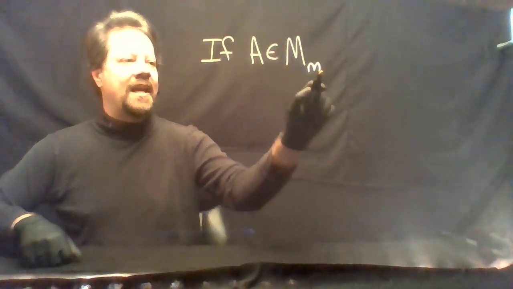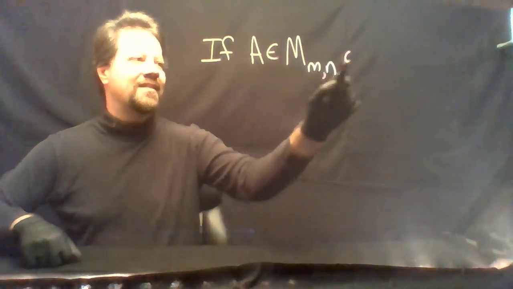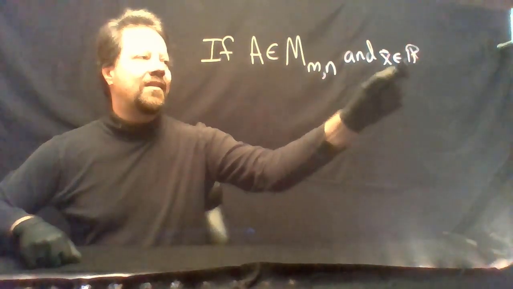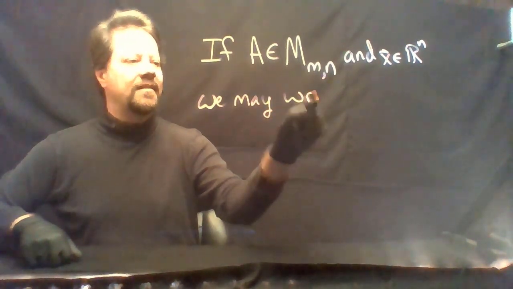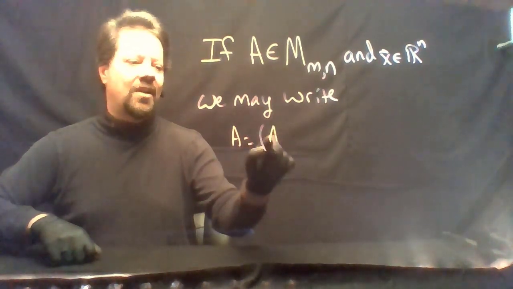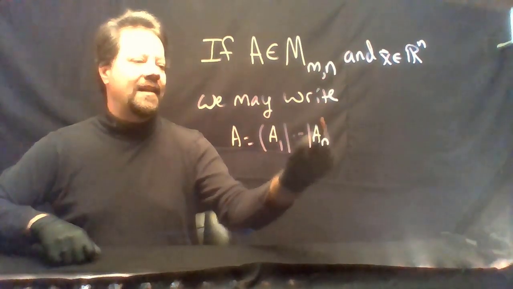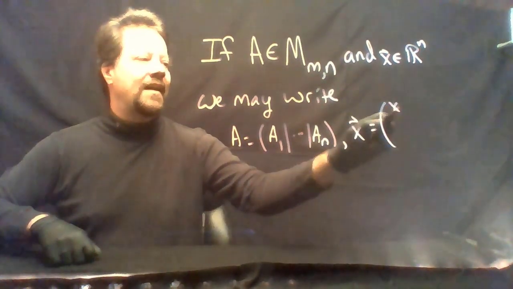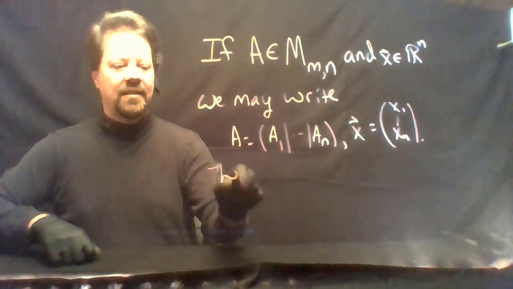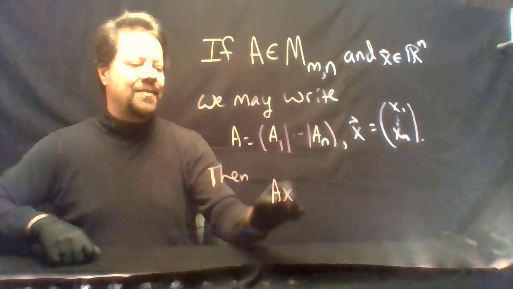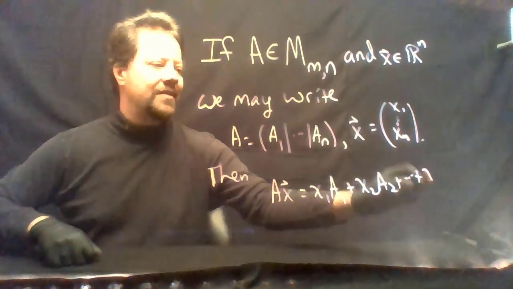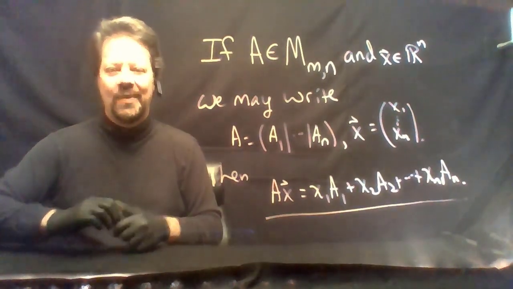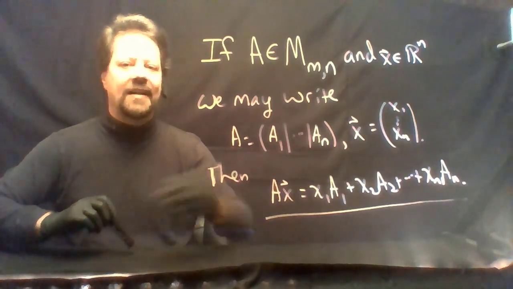What we have is that if A is in M_mn, so that it is an m by n matrix, and X is in Rn, we may write A as columns A1 through An, and X as x1 through xn. Then A times X will be x1A1 plus x2A2 plus xnAn. We can decompose this matrix product as a linear combination of the columns of the matrix A.